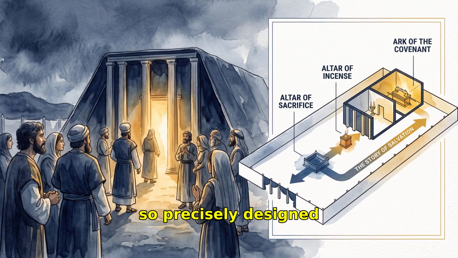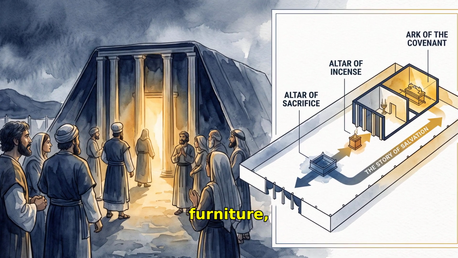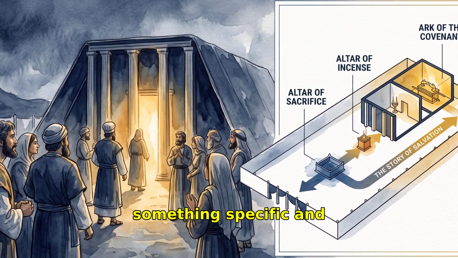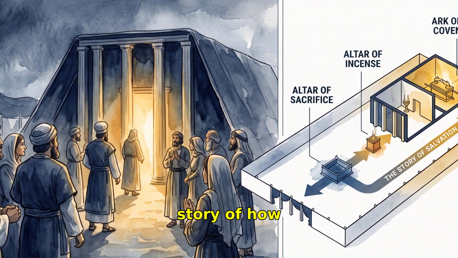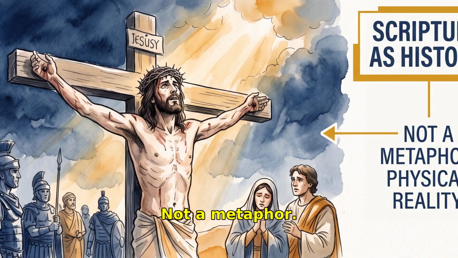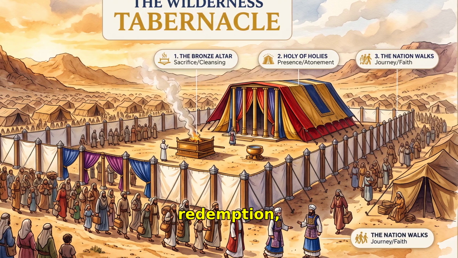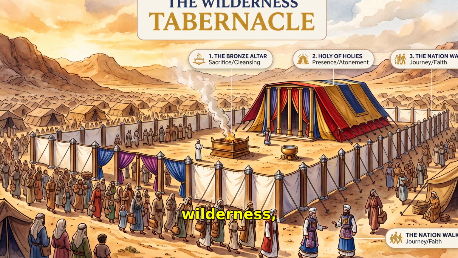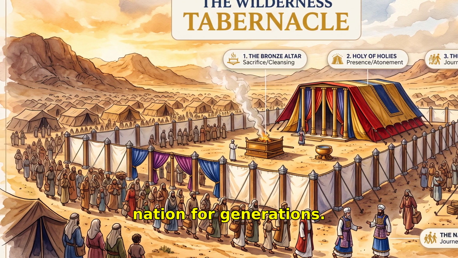Imagine a structure so precisely designed that every room, every piece of furniture, every material, every color meant something specific. And when you finally understood the code, you were looking at the entire story of how God saves people. Not a metaphor, not a rough sketch. The complete architecture of redemption, built in fabric and bronze and gold, assembled in the wilderness and walked through by an entire nation for generations.